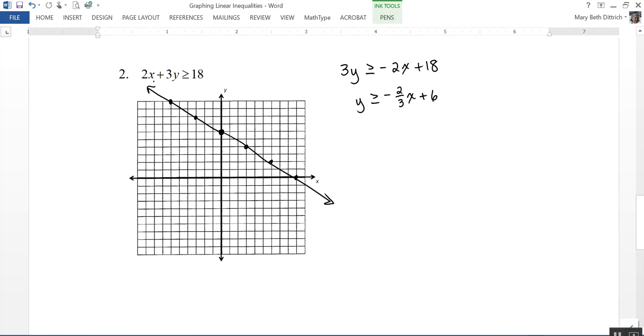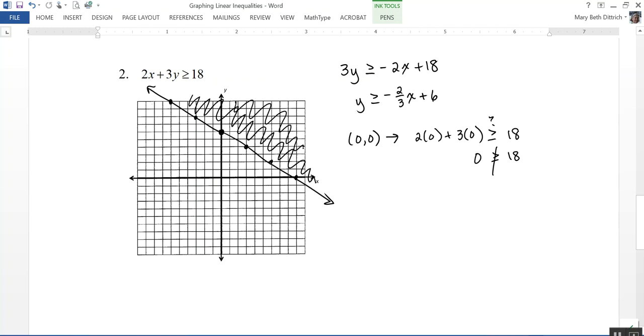I'm going to go ahead and test the point 0, 0. When I plug in 0 for x, I get 2 times 0 plus 3 times 0 for y. Is that greater than or equal to 18? Is 0 greater than or equal to 18? It is not. So the side of the line that contains the point 0, 0 does not work, so that should not be shaded. That means I want to shade this region up here. So all of this up here would be shaded.